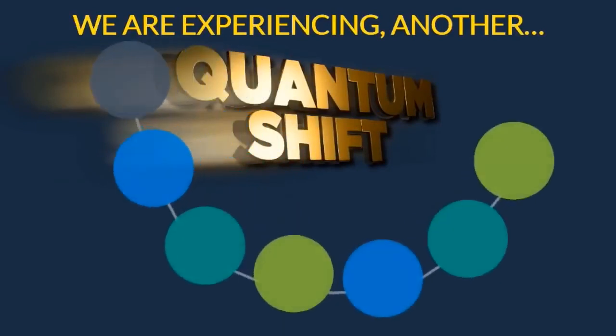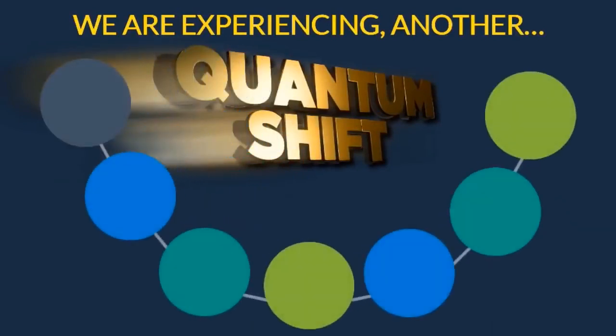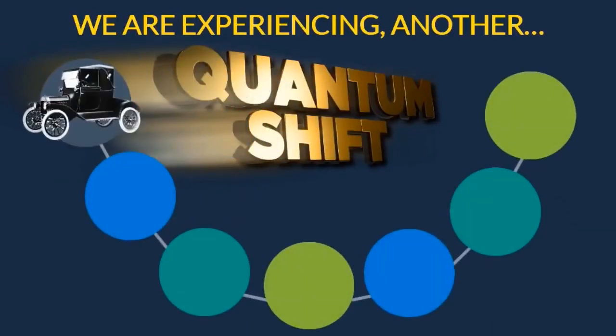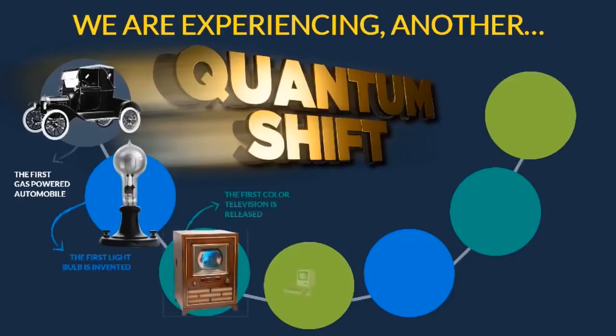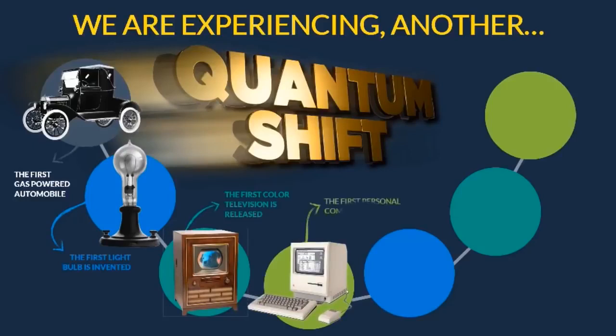So we're in the middle of something called a quantum shift, and I'm just going to run through some examples here of a quantum shift. If you're still riding a horse and buggy, you got left behind. And that's what a quantum shift is. A new technology comes out, and if you don't take part of it, you will be left behind. Electricity comes out, you don't use it, you're left behind. Television comes out, you don't watch it, you're left behind. Personal computers come out, you don't learn them, you're left behind.